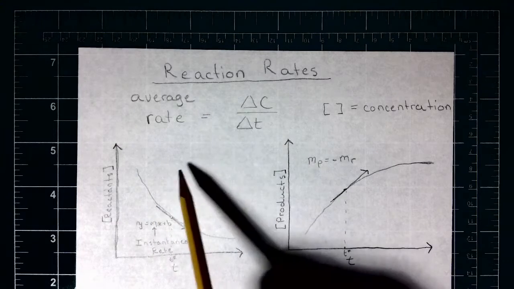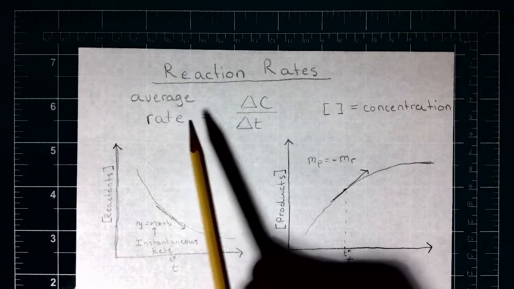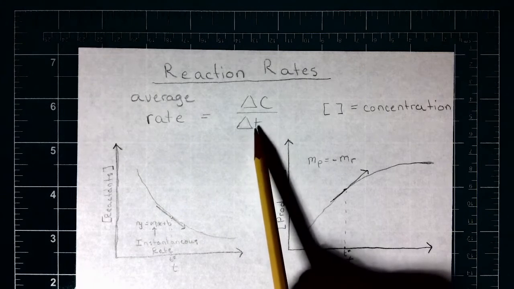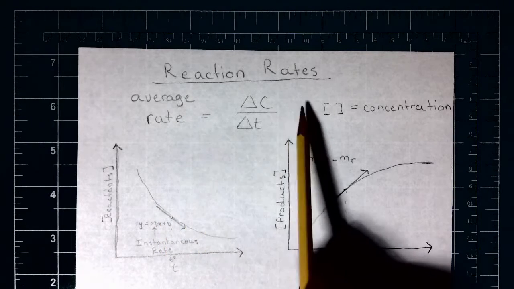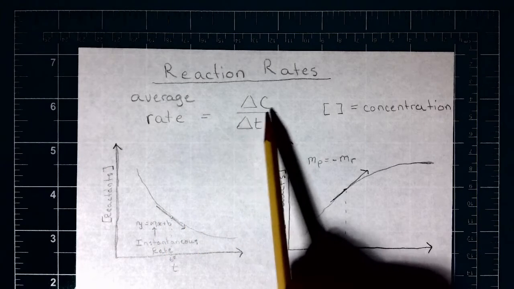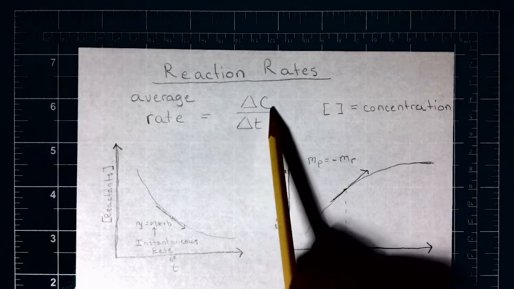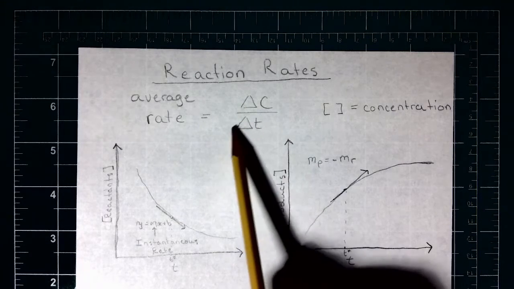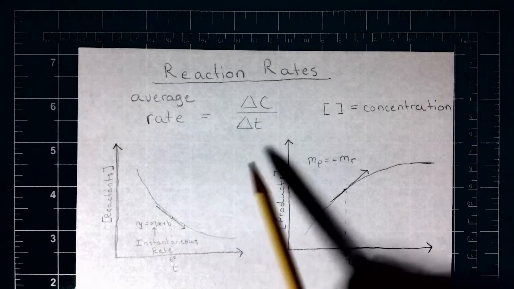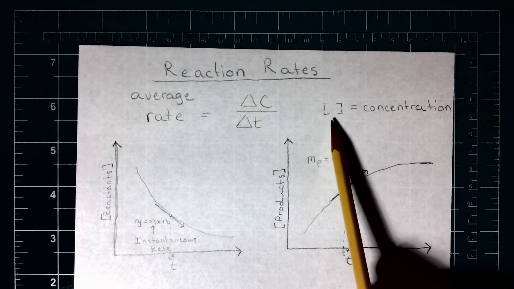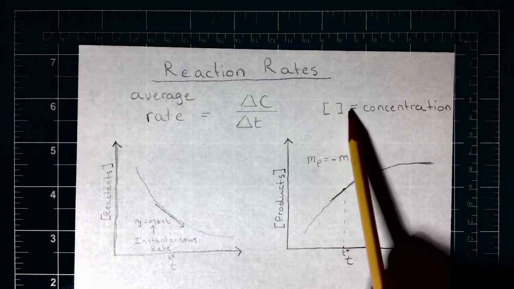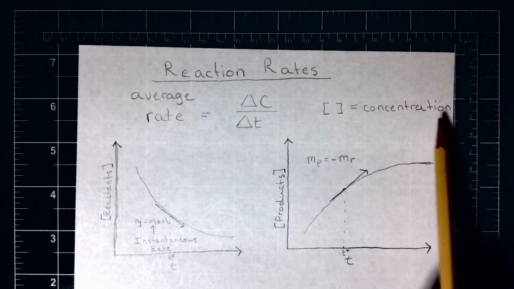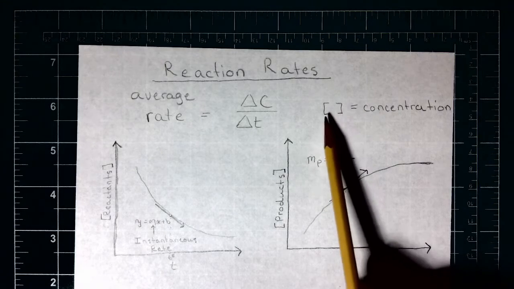So to calculate the average rate of our trip, we took the change in distance that we had, divided by the change in time that it took for the trip. And when we're doing reaction rates, we're going to do the same thing, only we're going to replace the distance with the change in concentration and divide that by the amount of time that it took to change that concentration. I also want to introduce a little bit of notation to you guys. If I put something in squared off brackets, that means that you should read that as the concentration of whatever's in the squared off bracket.